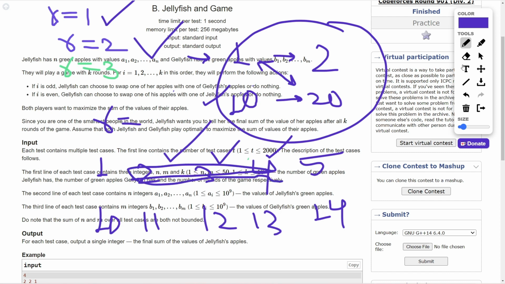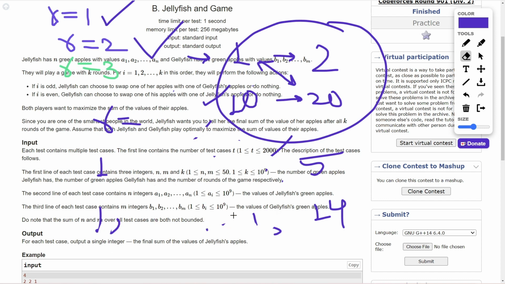Both fish will always target either the maximum or the minimum value. It will depend on whose round it is, but we will always play with the maximum or the minimum value. So none of these matter to us. We need not even consider these values. Only minimum and maximum are enough.